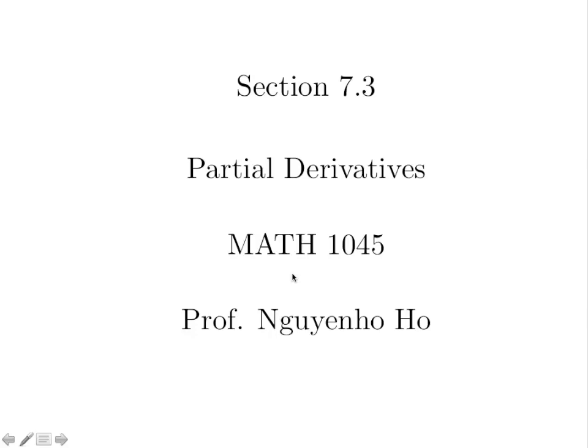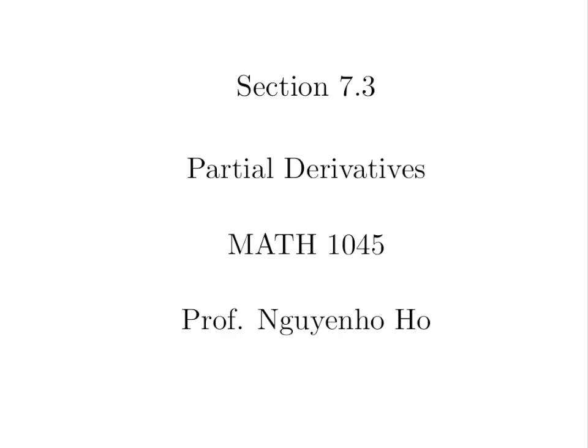Hello everyone, let's take a look at section 7.3, partial derivatives. In Applied Calculus 1, you learned about derivatives of single variable functions. Now we learn about partial derivatives. These are the derivatives for multivariable functions.